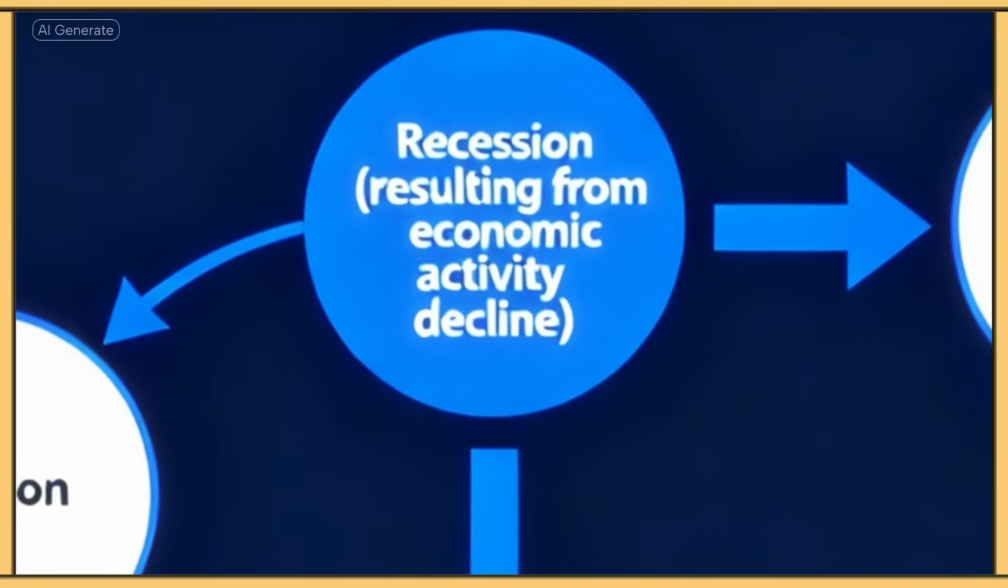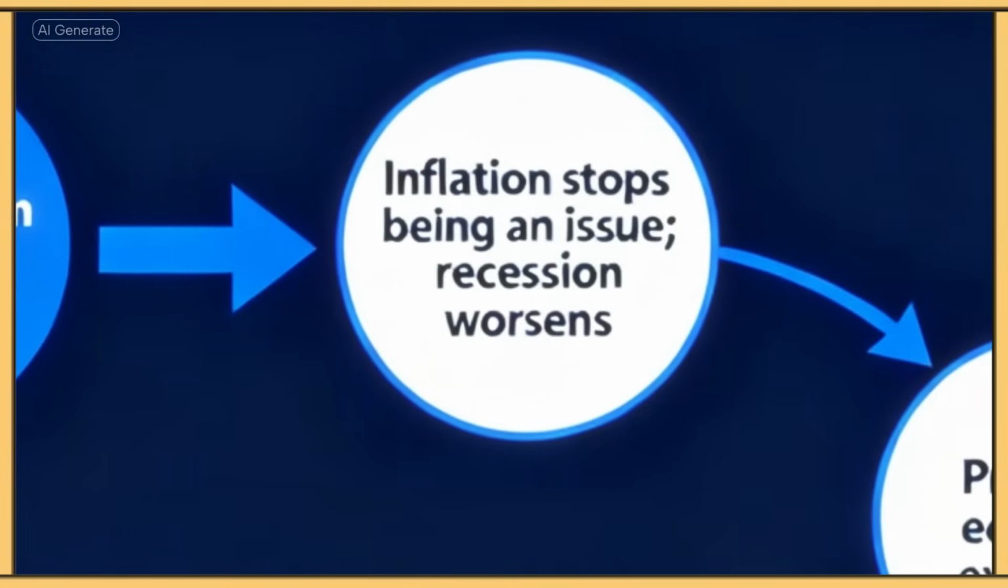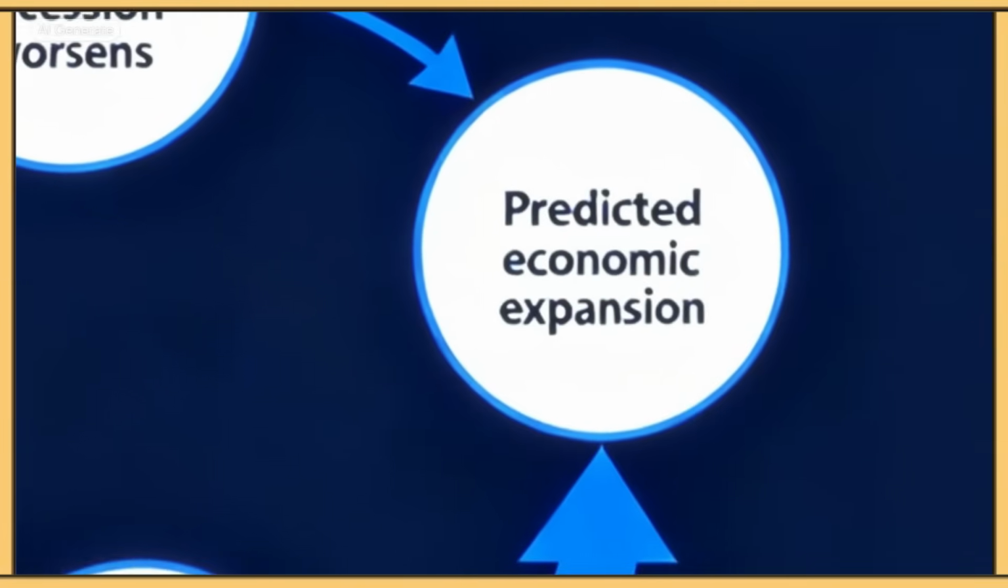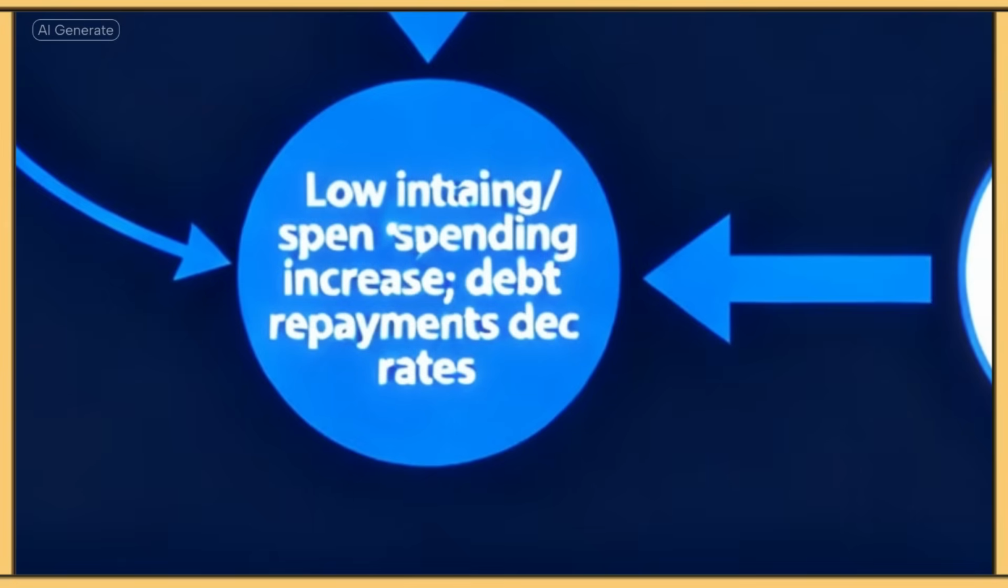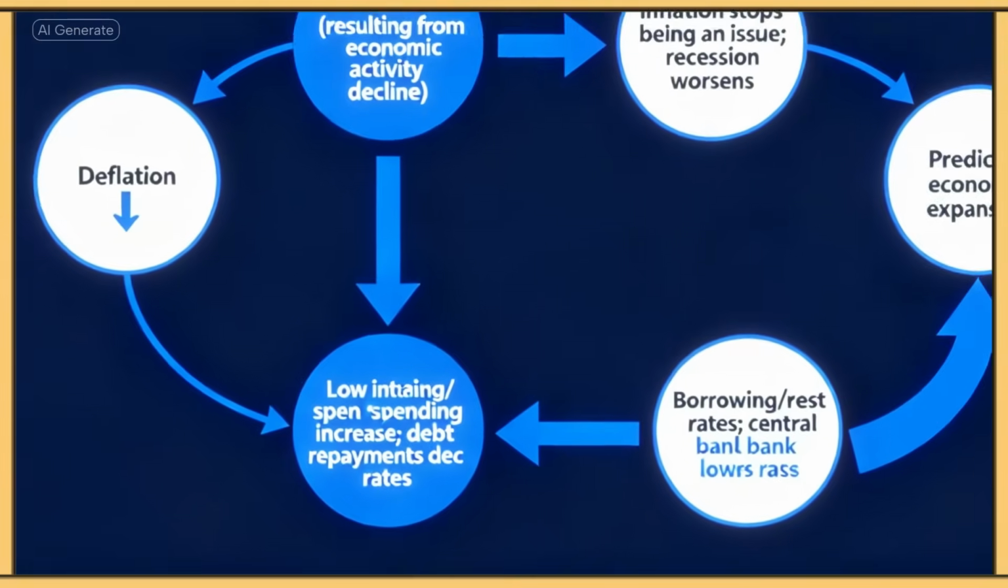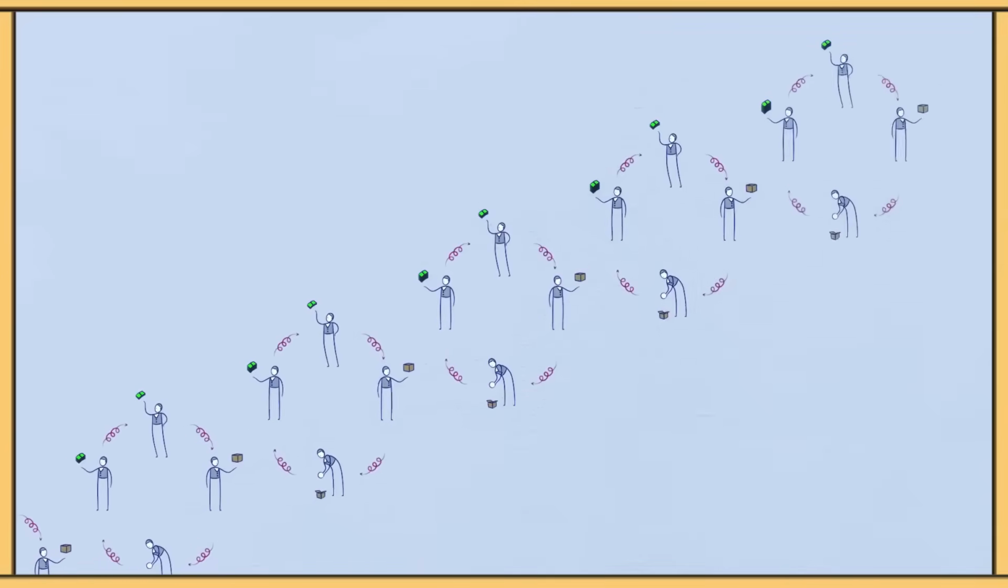A recession results from a decline in economic activity. If inflation stops being an issue and the recession gets too bad, with low interest rates, the central bank will lower them to get things going again. We predict further expansion as borrowing and spending increase and debt repayments decrease. The economy functions like a machine, as you can see.